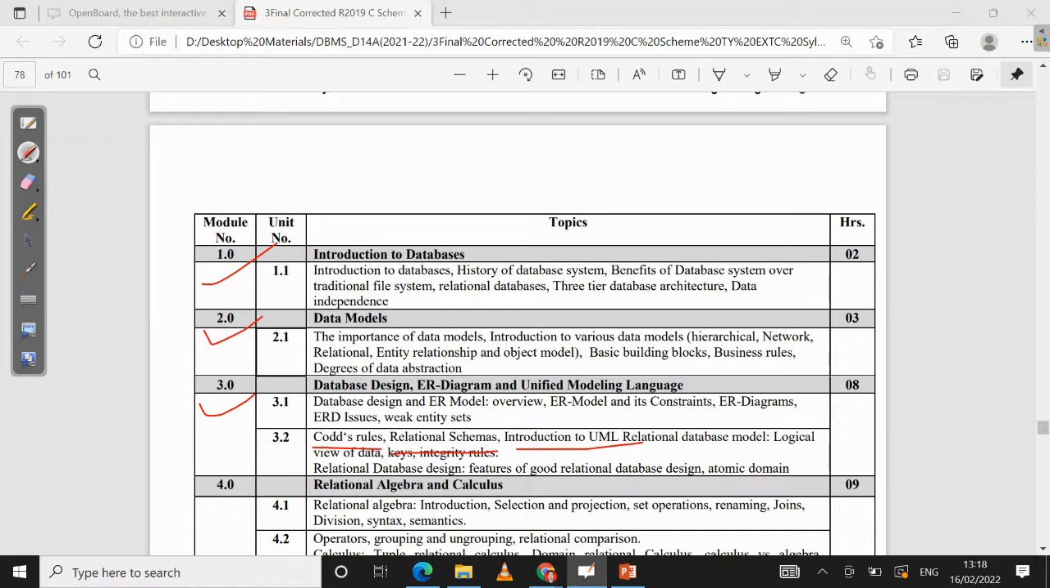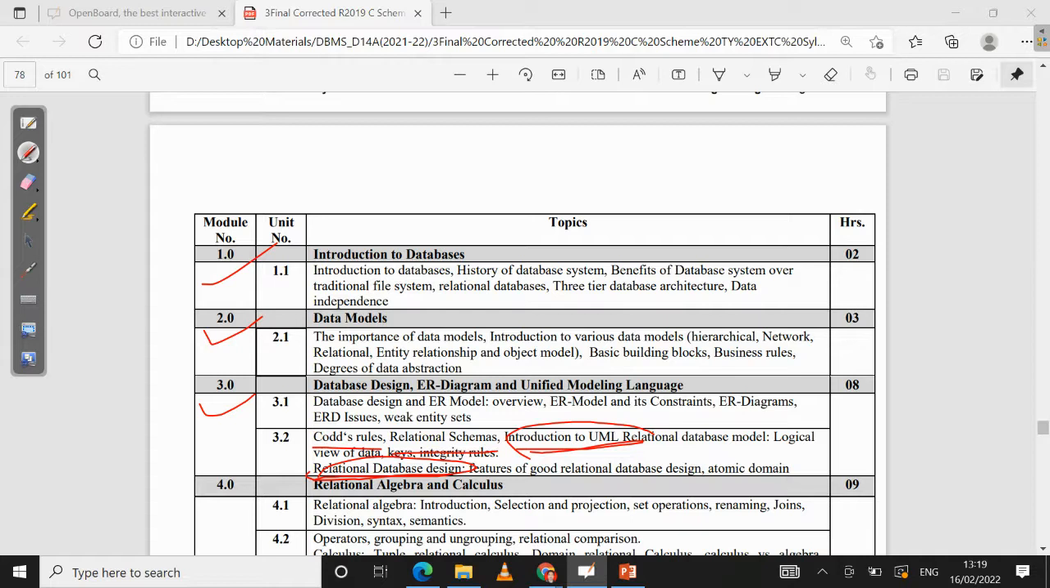Okay, so this portion, as well as I think even I have covered this also, relational database design, features of good relational database design. Okay, so this portion also I have covered. I think only I have left with the UML. Okay, this introduction to UML and some of the aspects of the UML I need to cover, so that I would be able to complete 3.2. So the third module will be also completed, so that we can proceed towards the fourth module. Okay, so we can start with the introduction to UML.